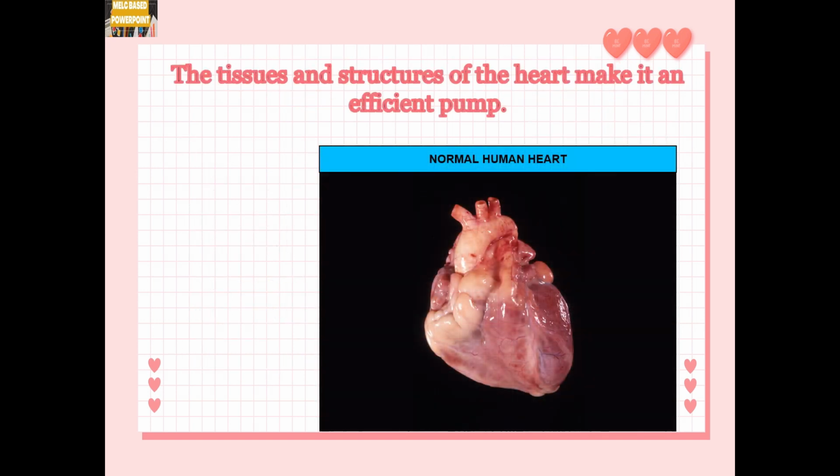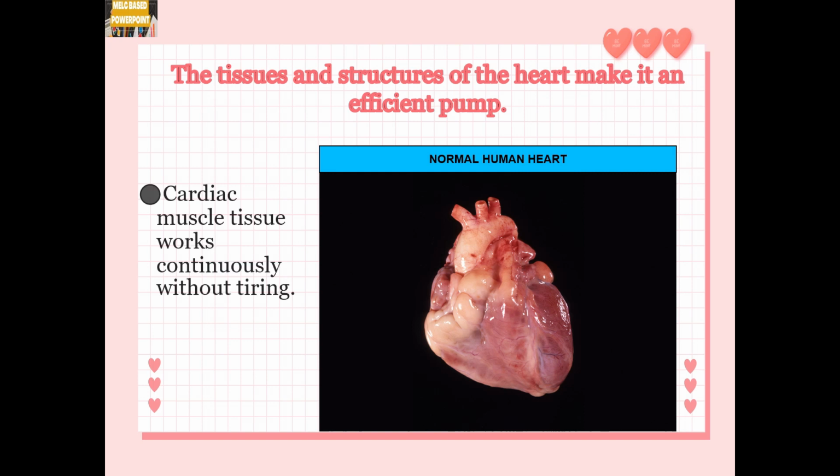The tissues and structures of the heart make it an efficient pump. Cardiac muscle tissue works continuously without tiring. As you can see in the picture, it is a normal human heart.